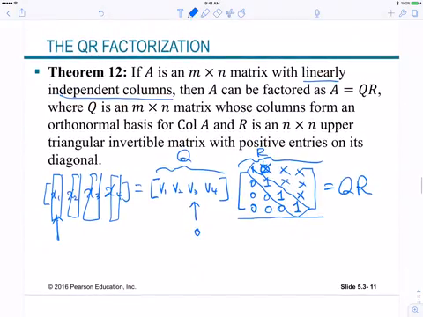Just to make things easier, we always assume that matrix A is an n by n matrix where the n different columns are linearly independent. Okay, so that's a basic, starting assumption that makes this QR decomposition valid and interesting.